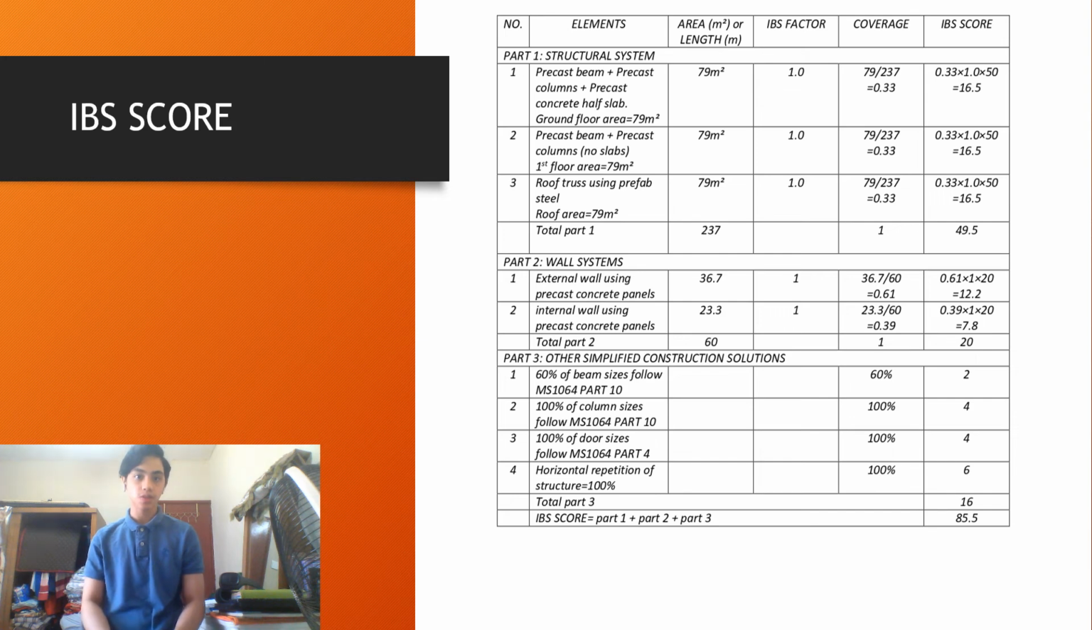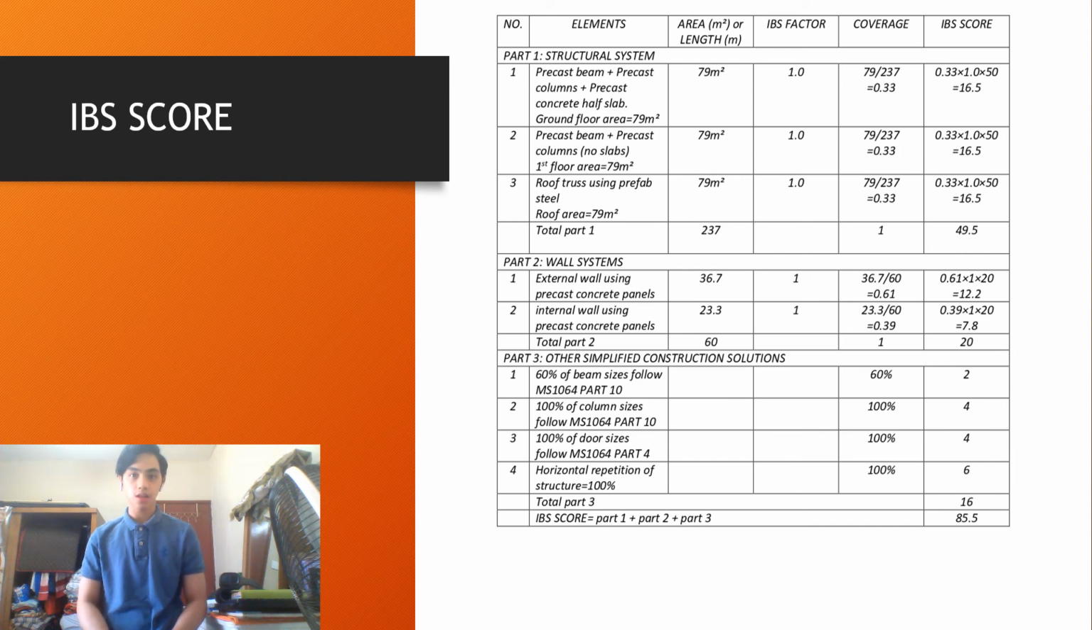For the first element, 60% of beam sizes follow MS1064 part 10, so you'll get an IBS score of 2. The second element, 100% of column sizes follow MS1064 part 10, so you'll get 4 for the IBS score. For the third element, 100% of door sizes follow MS1064 part 4, so you'll get an IBS score of 4 as well. For the last element, horizontal repetition of structure, the answer is 100% for my project, and the IBS score is 6. If you add all elements, you'll get a total of 16 for this third part.